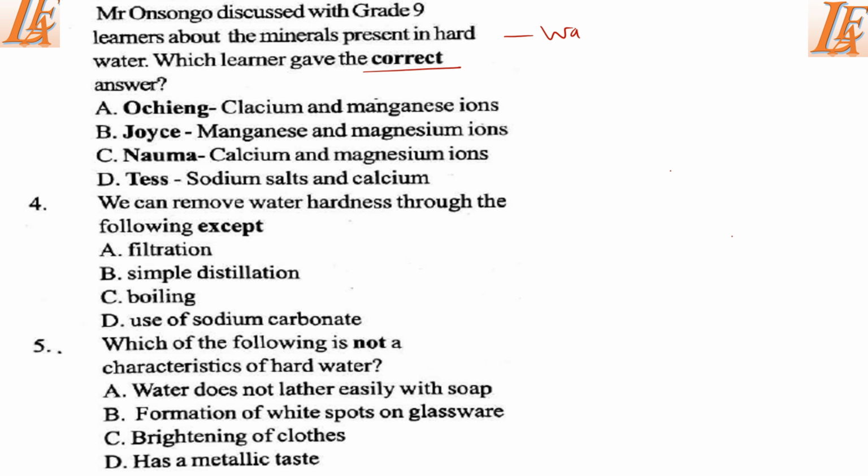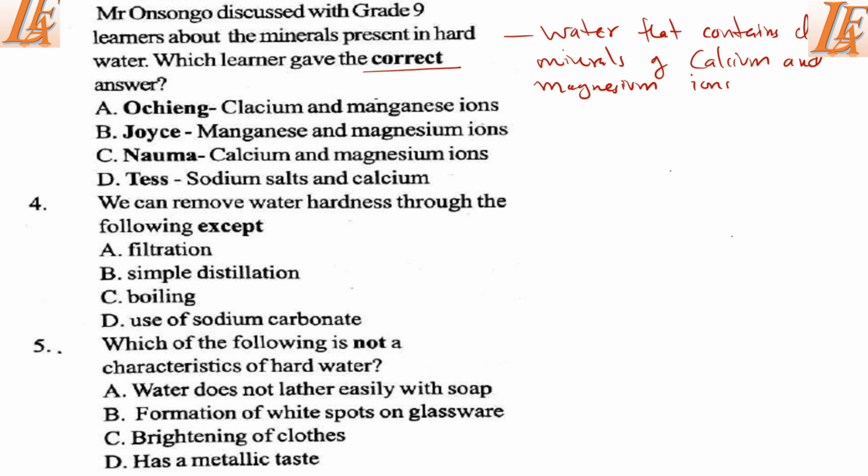Hard water is defined as water that contains dissolved minerals of calcium and magnesium ions. So for you to have hard water, that water must contain dissolved calcium and magnesium ions. Now let's look at a learner who gave the correct answer.